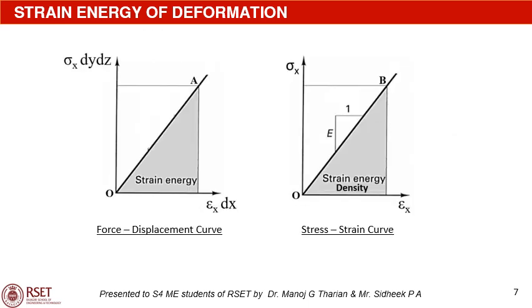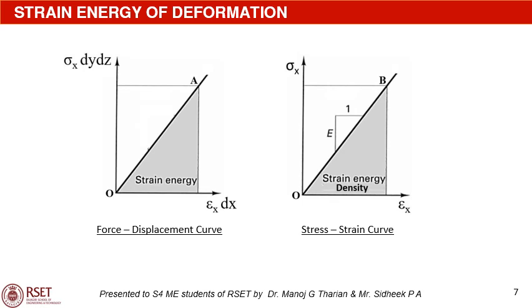Now, coming back to the stress element which is subjected to uniaxial state of stress, if we plot the force versus displacement by taking the force sigma x into dy into dz along the y direction and the displacement epsilon x into dx along the x direction, for a linearly elastic element, we will get the curve as a straight line, as OA represented in the figure.